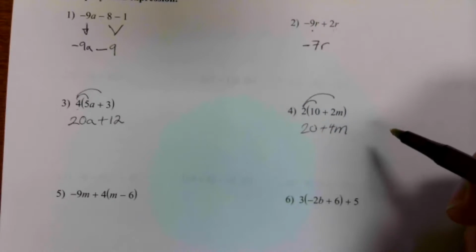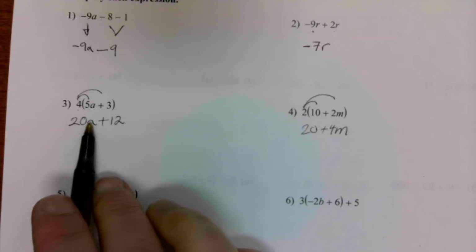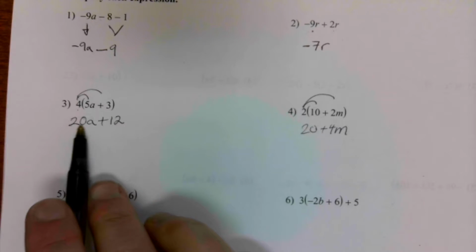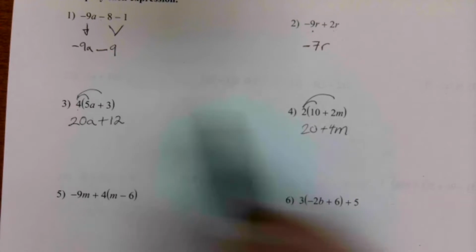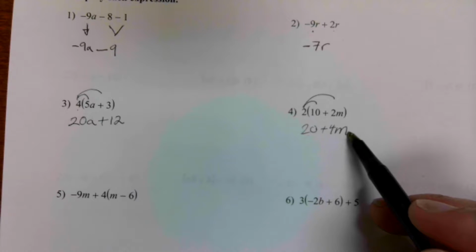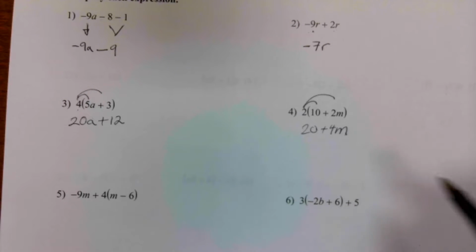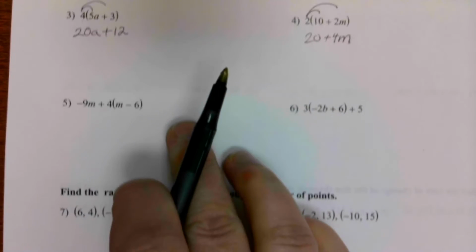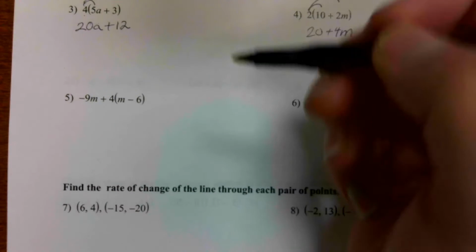Now notice there's no second step here. Because this one has an a and this one doesn't, we cannot combine anything. Notice that this one is just a number and this one is 4m, so there's a variable in this one. We cannot combine. Now this one though, you'll notice this one has a second step.